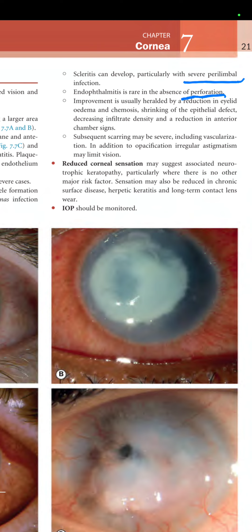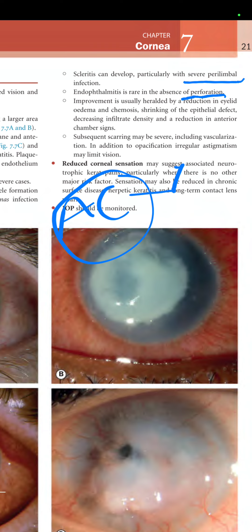Improvement is usually heralded by a reduction in eyelid edema and chemosis, shrinking of the epithelial defect, decreasing infiltrate density, and a reduction in anterior chamber signs. So how can we say that this lesion is improving? We can say that the AC reaction is decreasing, there is a decrease in the size of the epithelial defect, and there is a lessening of the edema and chemosis.